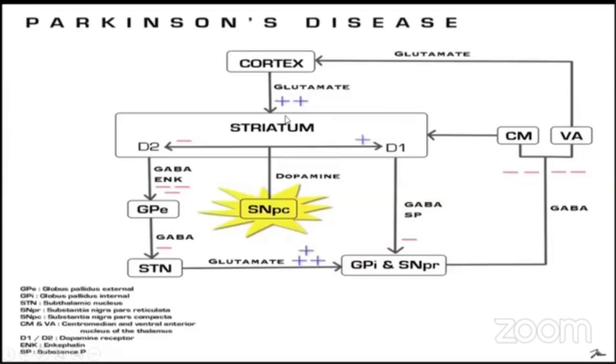This is the basic pathogenesis, the underlying pathophysiology in any type of bradykinetic disorder, especially Parkinson disease. It works by this direct pathway. At the same time, what happens in the indirect pathway?